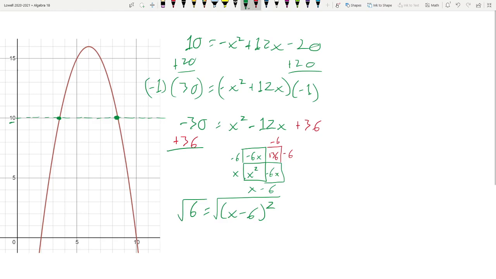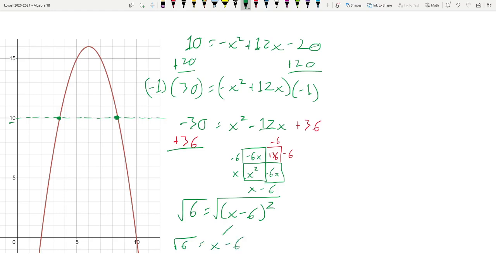The square root of 6 is a number. It's whatever it is. It's 2 point something. But that's all it is. It's just a number. So I'm just going to leave it as the square root of 6. The square root of 6 is equal to x minus 6.